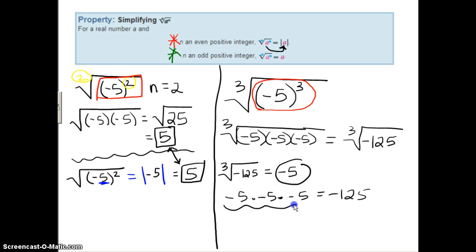Now, if we use the rule above, let's start over. So if we had the cubed root of -5 cubed, according to the rule, whatever this a is, the answer is just a, no need for absolute value. So in this case, my a is -5. So my answer here is just -5 with no need for those absolute value signs.